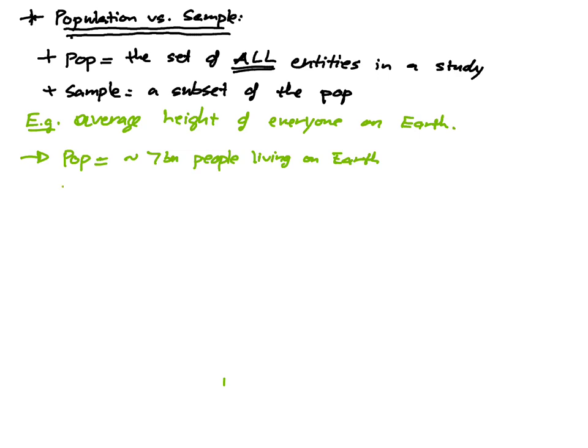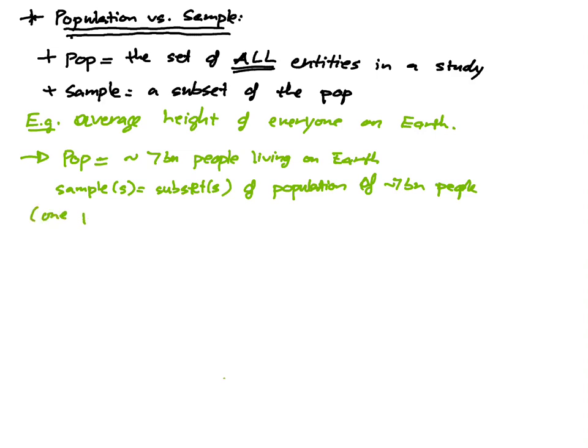So a sample is a subset of the population, so one particular sample can be all students at West Georgia. Right?